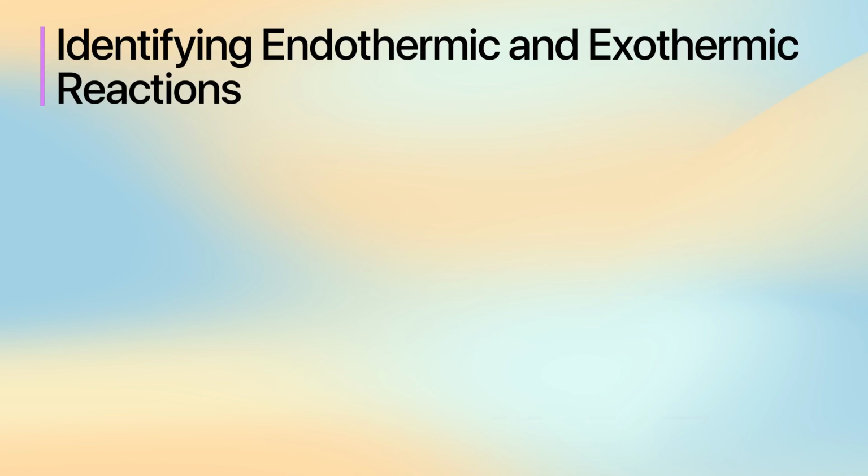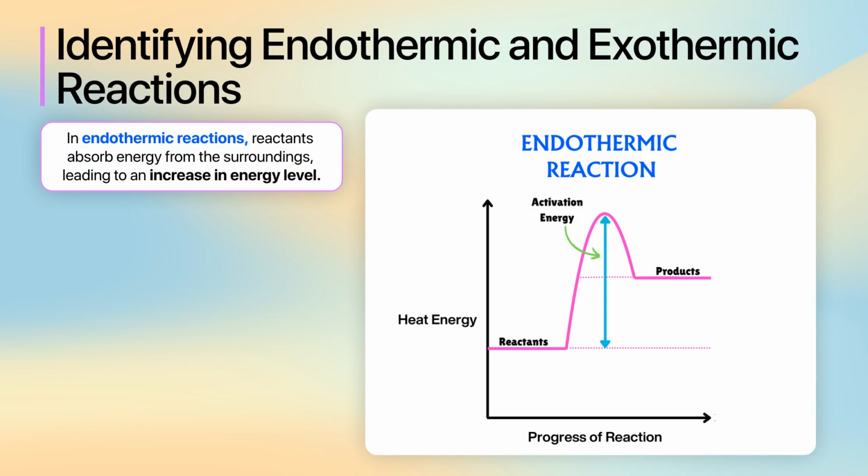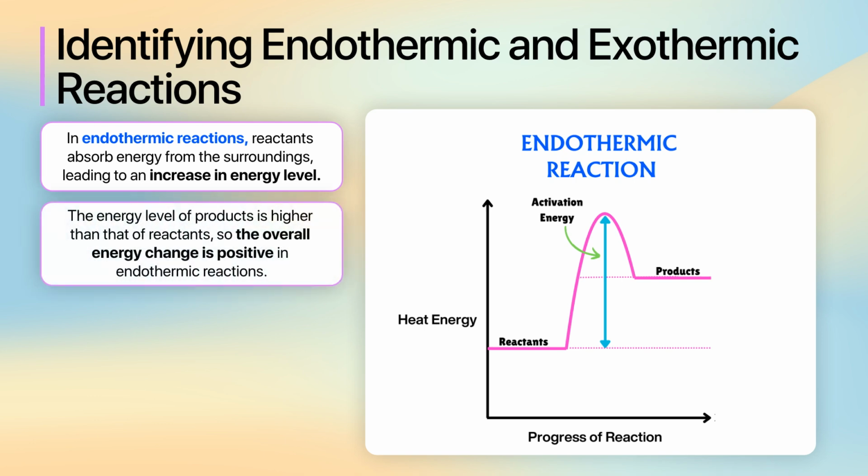In endothermic reactions, reactants absorb energy from the surroundings, leading to an increase in energy level. Hence, the energy level of products is higher than that of reactants. Accordingly, the overall energy change is positive and represented by an upwards arrow, indicating that the reaction absorbs energy.